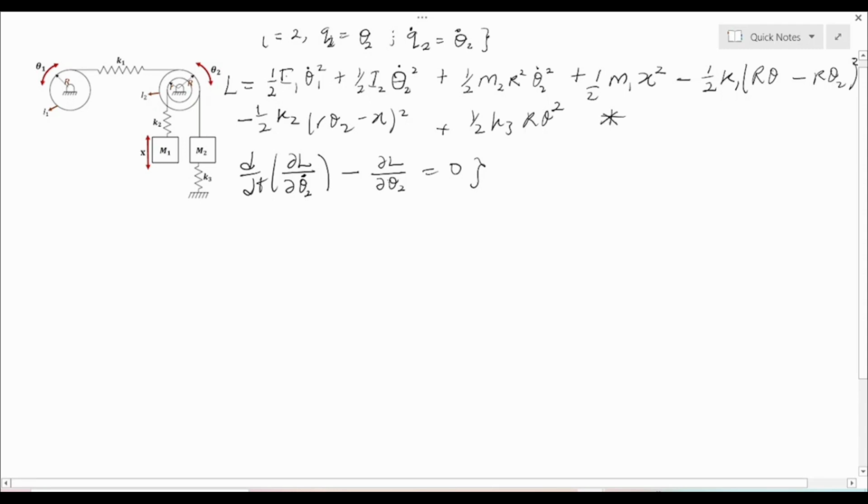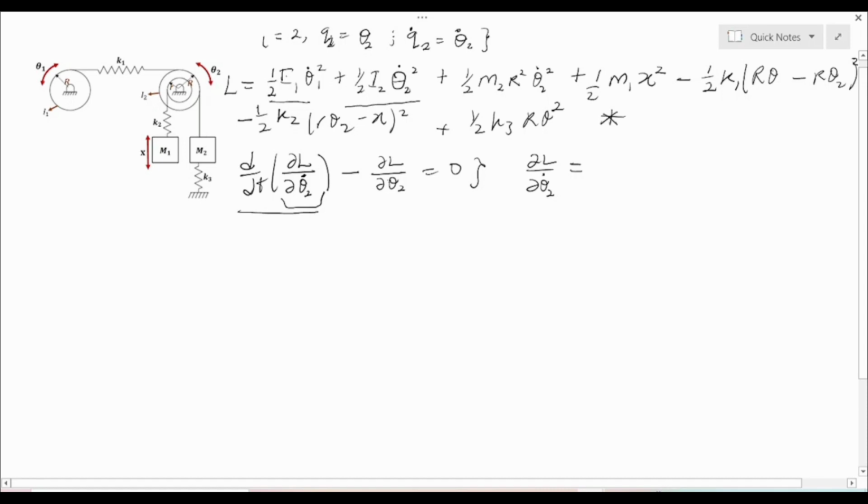To find the first term, beginning with this side of the equation, we are going to get dL/d theta 2 dot. To find dL/d theta 2 dot, we have to look through L, and all the terms that have theta 2 dot, we differentiate them and write out our answer here. So if we look through the equation, the first term, which is half I1 theta 1 dot squared, has no theta 2. The second term, of course, has theta 2 in it.